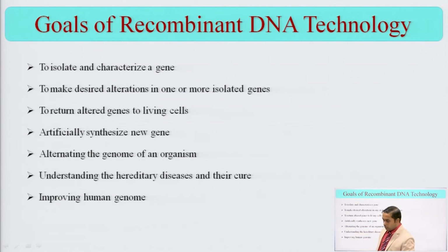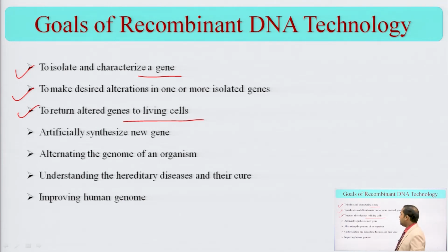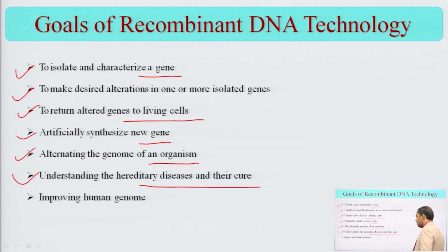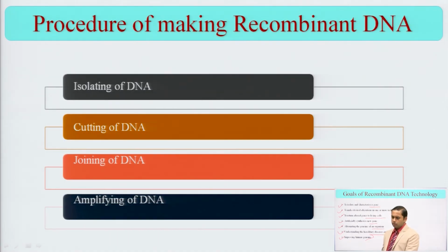Now, what is the goal of recombinant DNA technology? The first goal is to isolate and characterize a gene. Then to make desired alterations in one or more isolated genes, then to return the altered gene to a living cell, then to artificially synthesize new genes and alter the genome of an organism, to understand hereditary diseases and if we can cure them, and ultimately improve the human genome. These are the main goals of rDNA technology.